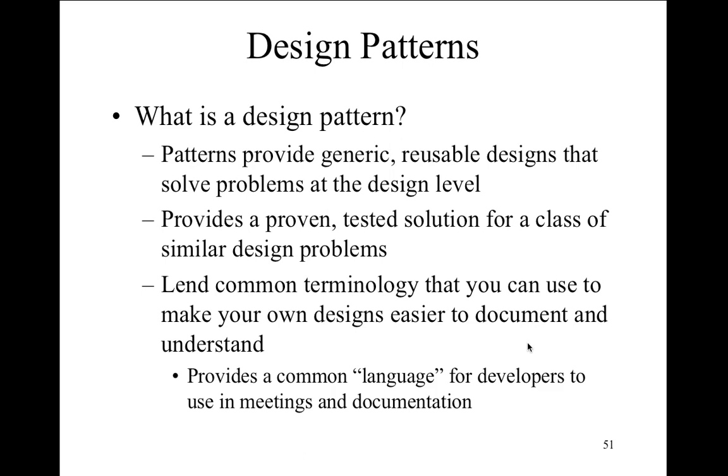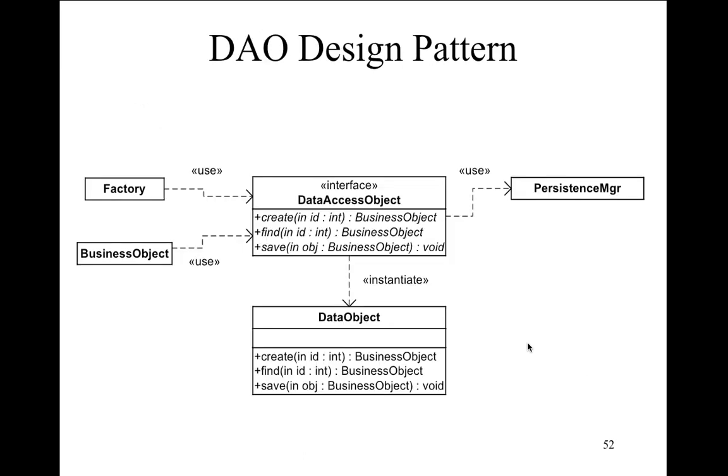Lending a common terminology that can be used to make your own designs easier to document and understand as well. So it provides a common language for developers to use in meetings, documentation and stuff. So here's another example. We have our factory that uses our database access object. It could be a bean, it could be an object, it could be something served up. We have our database object, our business object here, that uses this database object, and we have a data object, and then it uses our persistent manager. It goes back to our persistent tier.